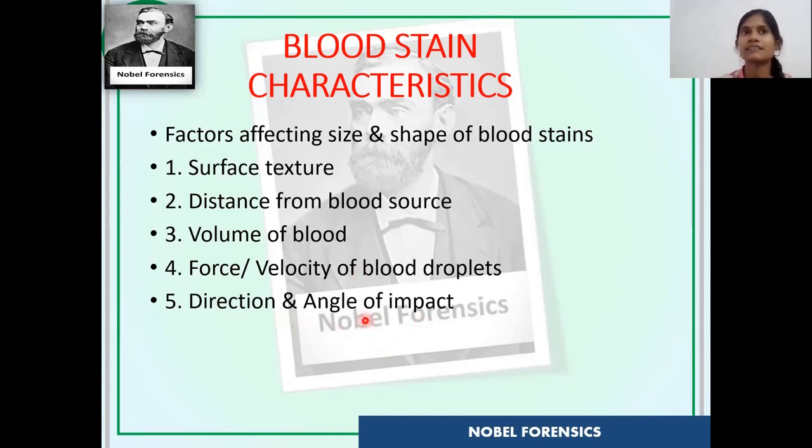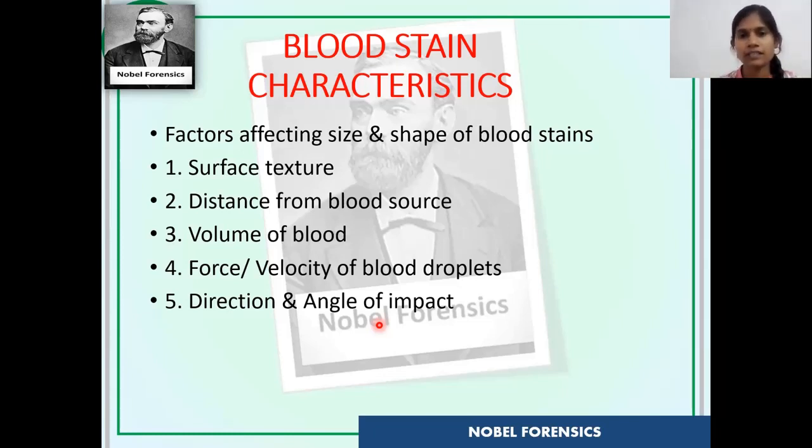Angle means here the angle between the injury and the blood stain. Here injury means the source of the blood. So the angle between the source of the blood and the blood stain present at the crime scene. Based on the pattern, size or shape of the blood stain, we are able to identify that angle.